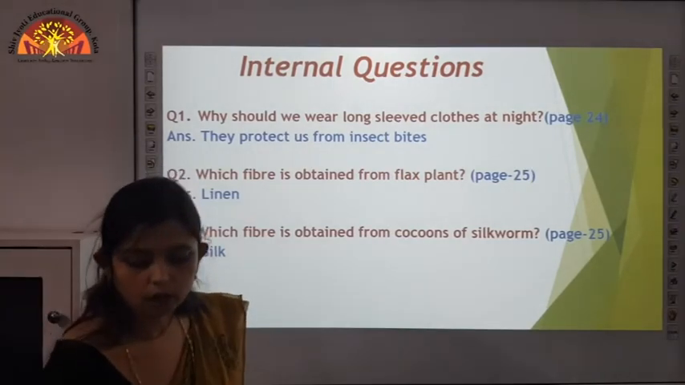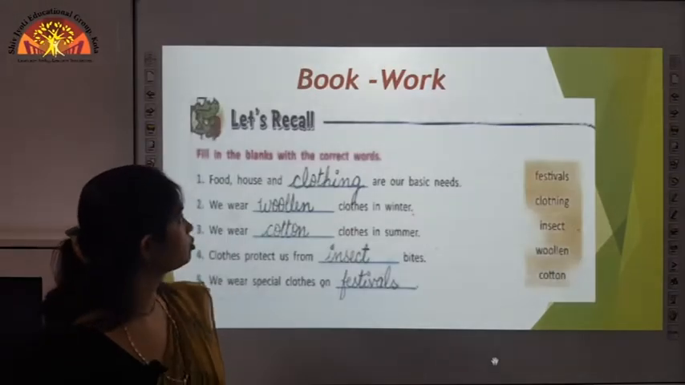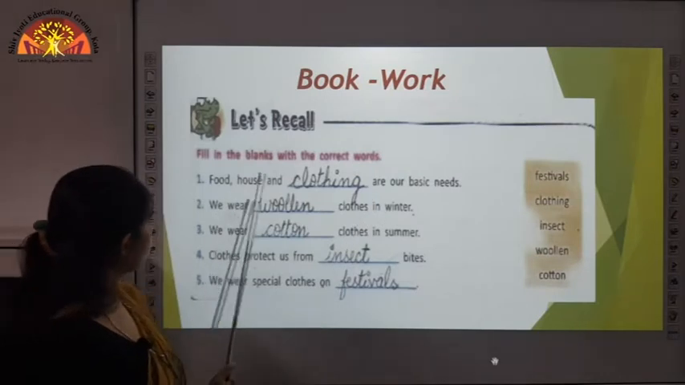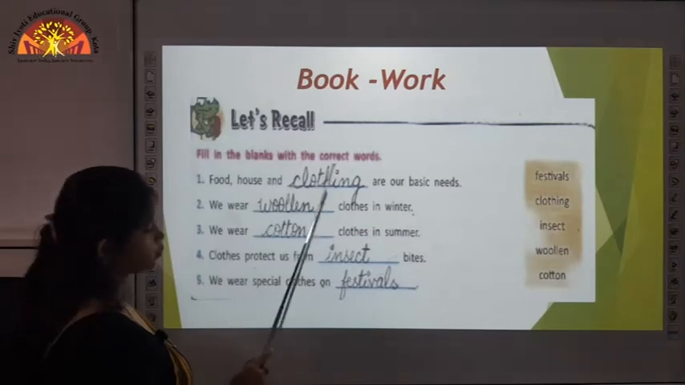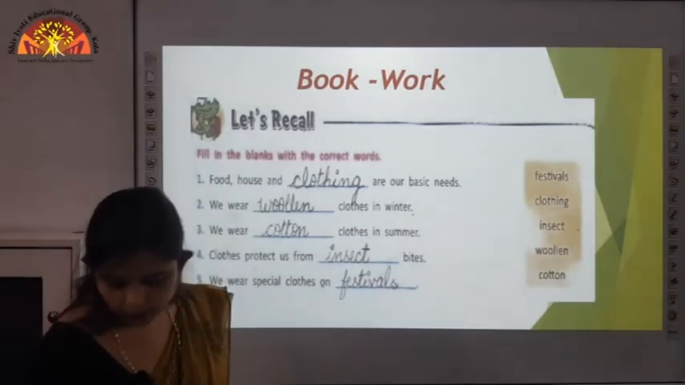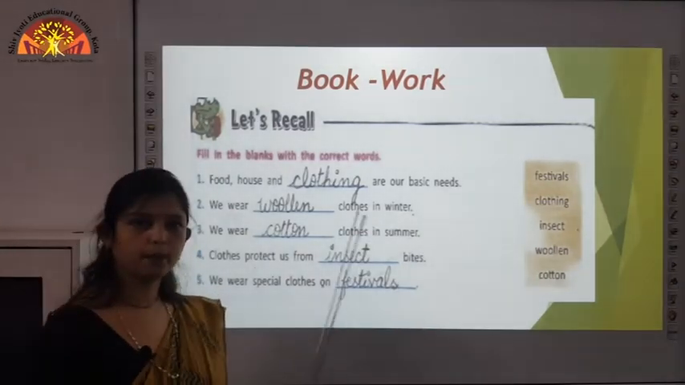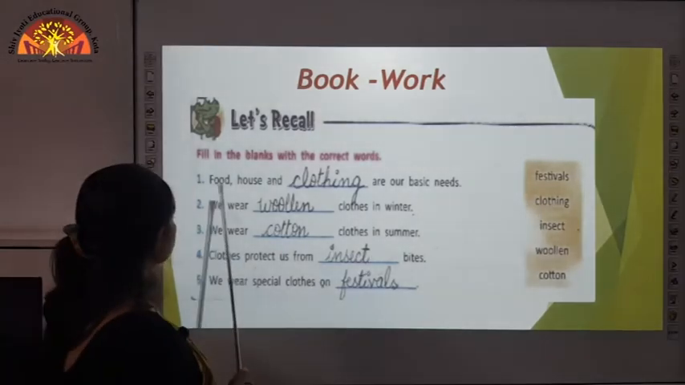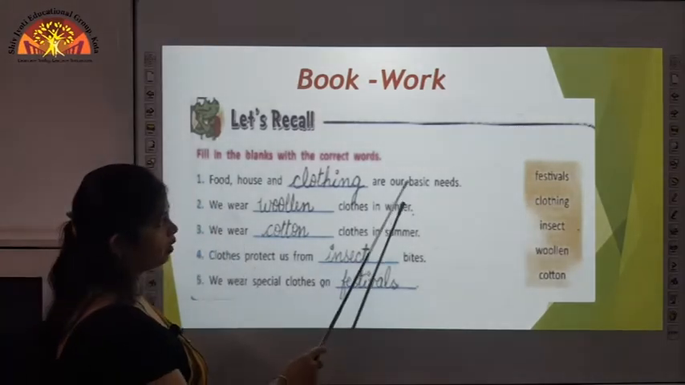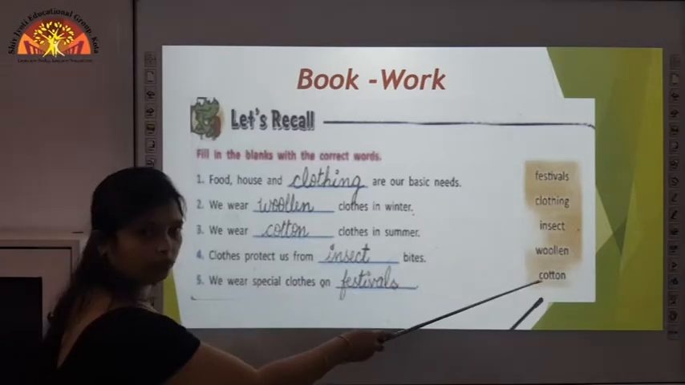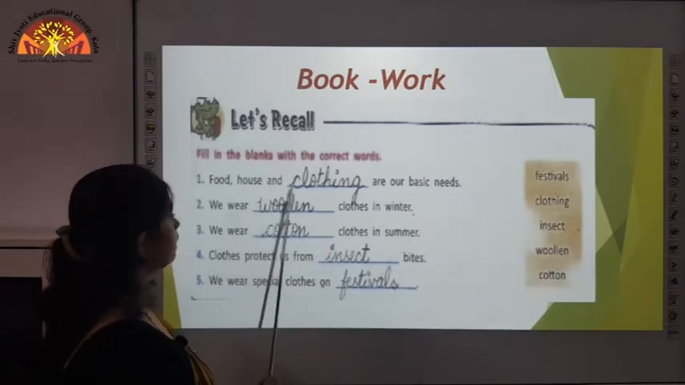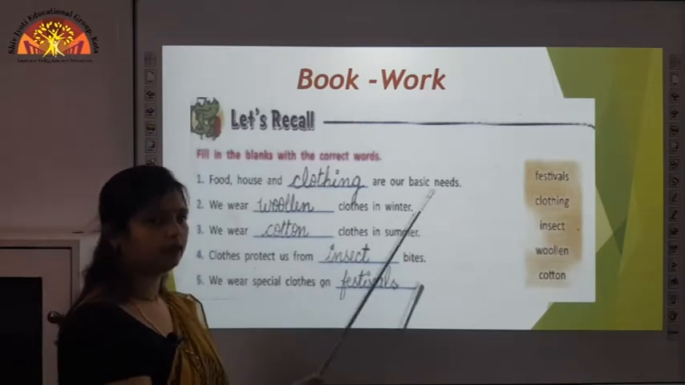Now we come to the book work of this chapter. So students, let's come to the book work. So first exercise, let's recall: fill in the blanks with the correct words. This exercise is given on page number 25. Now, food, house, and dash are our basic need. You have some choices given over here. So food, house, and clothing are our basic needs.